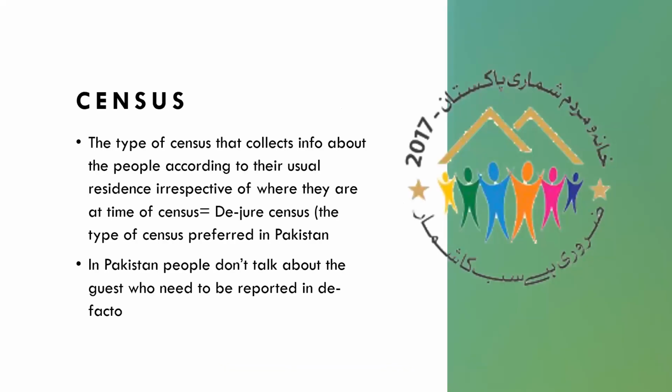Now, the fourth tool used for data collection or as a data source in Pakistan is the census. The type of census that collects information about the people according to their usual residence, irrespective of where they are at the time of census, is the de jure census, and this is the type of census preferred in Pakistan. In Pakistan, people don't talk about the guests who need to be reported in the de facto. So there are two types of census, the de jure census and the de facto, and in Pakistan, the de jure census is the preferred type.